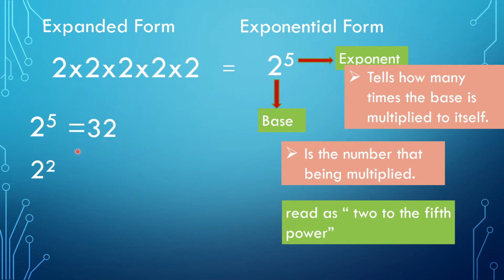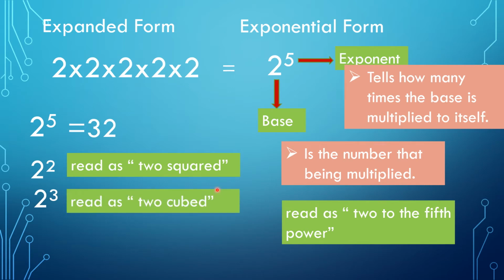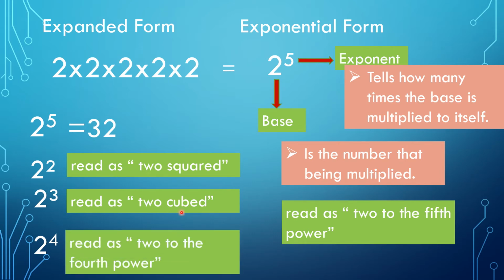Now, how about if I have 2, then the exponent is 2. How are we going to read this? This is read as 2 squared. If the exponent is 3, that is read as 2 cubed. If it is 4, you can read that as 2 to the 4th power. So the rest, 5th power, 6th power, 7th power.